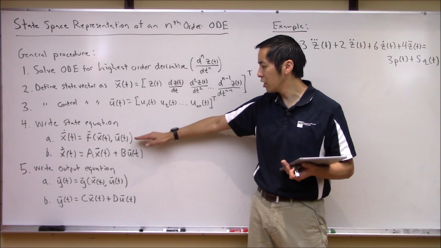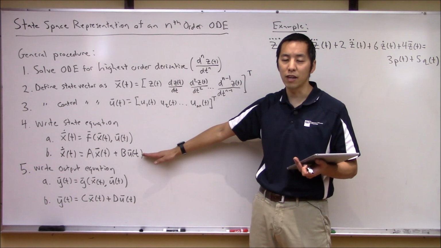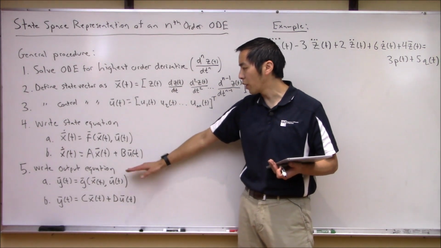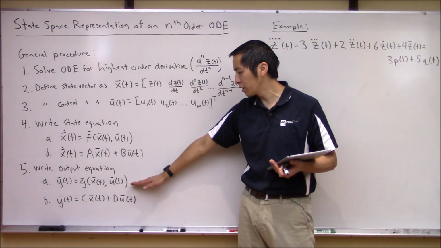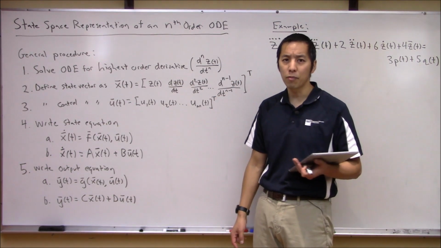So if it's nonlinear, you're going to have to keep it in this form that we talked about earlier. If it's linear, you'll be able to reduce it down to this Ax plus Bu, right? Then, once you've done that, you can go ahead and write the output equation, which again, here's the nonlinear form and the linear format. So that's the procedure. Let's go through an example of how this might work.